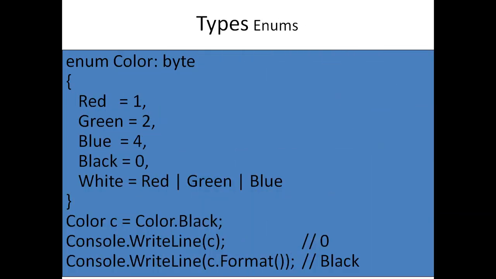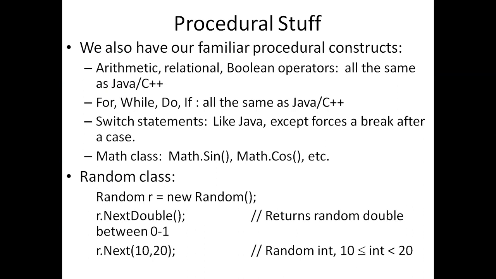Now some more points about Java and C Sharp. We are comparing and differentiating Java and C Sharp. Some familiar procedural constructs of Java and C Sharp I am discussing here. So arithmetic, relational, and Boolean operators are all the same in Java and C Sharp. The arithmetic operators of Java, relational operators of Java, and Boolean operators of Java are the same as in C Sharp. So you need not learn and understand them in a new way in C Sharp.NET. They are all the same in Java and C++, as well as in C Sharp.